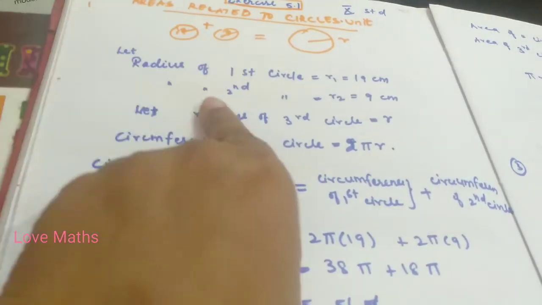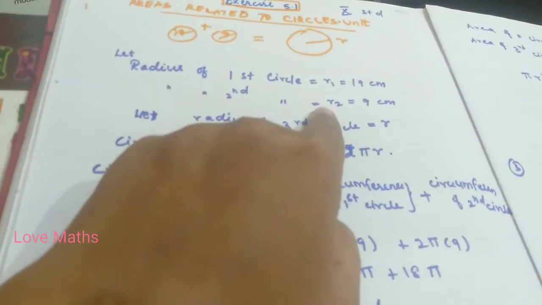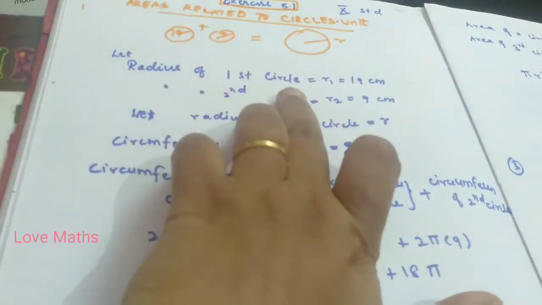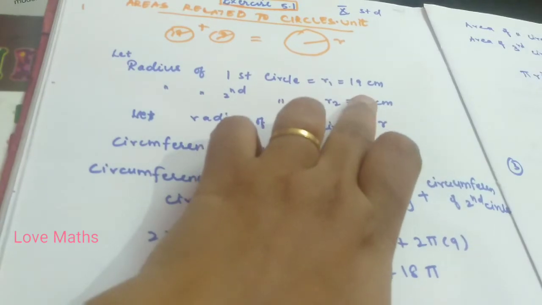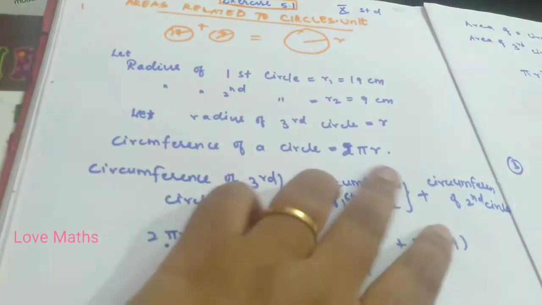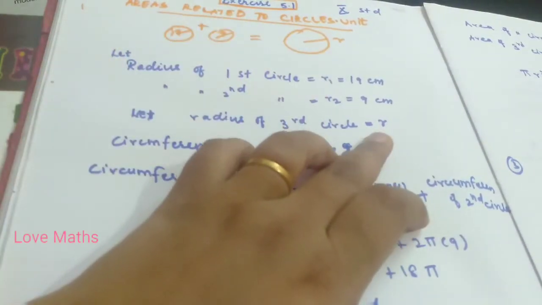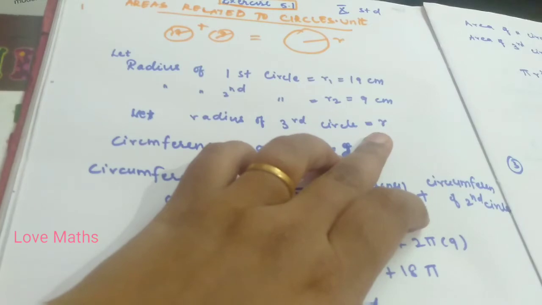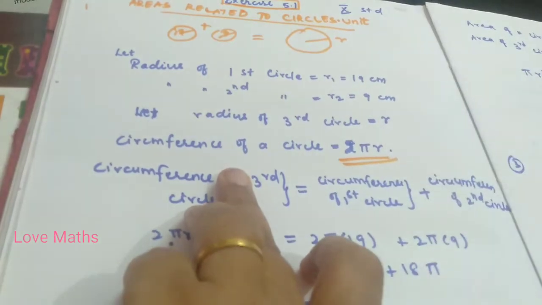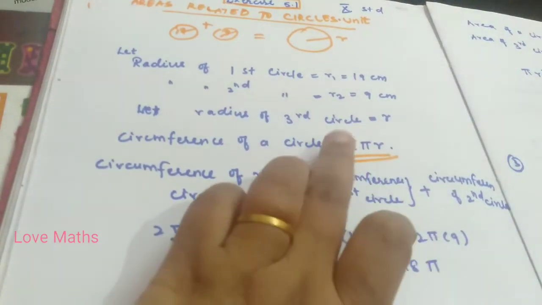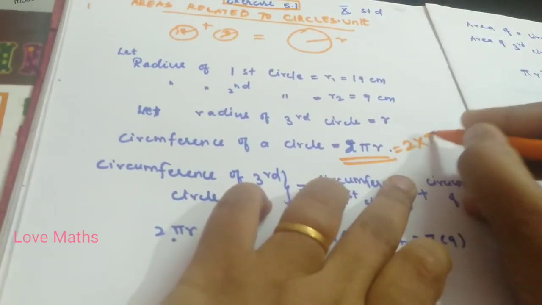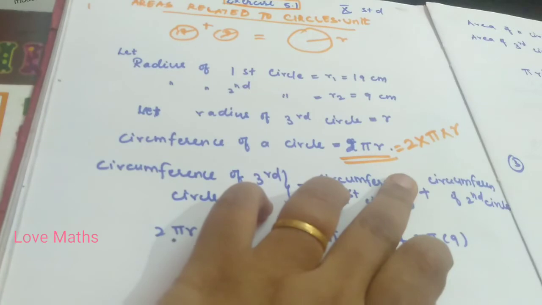Okay, first I am taking the radius of the first circle as R1, because here there are three circles: R1, R2 and R. The first circle radius I am taking as R1, that is 19 centimeter. The second circle radius I am taking as R2, that is 9 centimeter. The third circle I am taking as R only. If you want, you can take R3 also, no problem. Usually the circumference of a circle formula is 2 pi R, which means 2 times pi times R. All three are in multiplication.